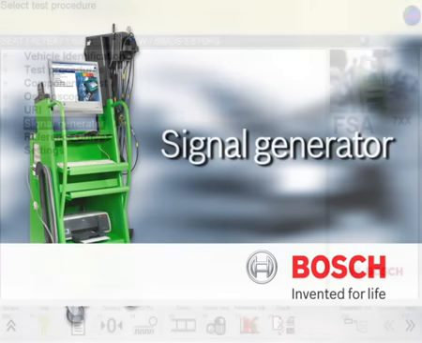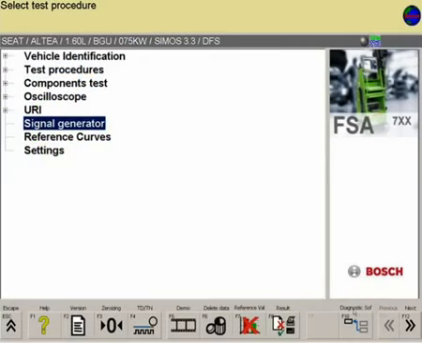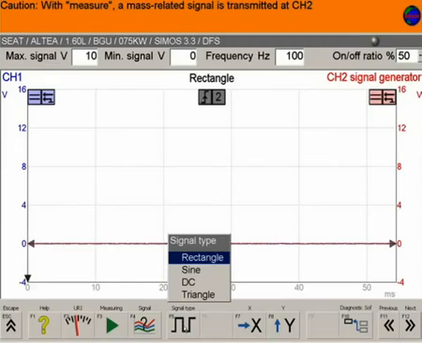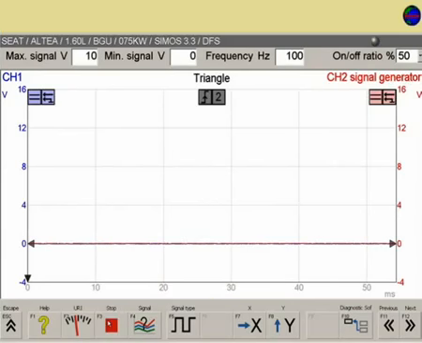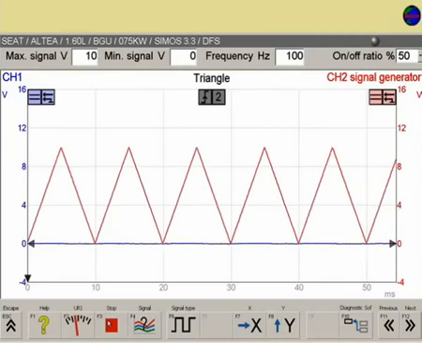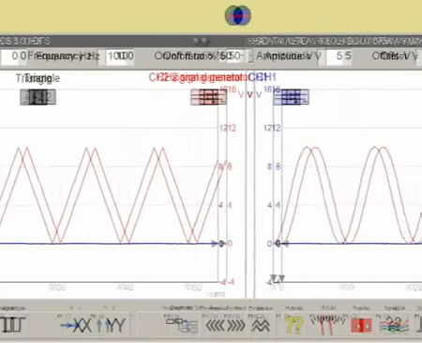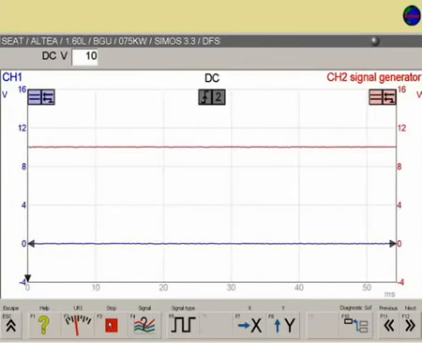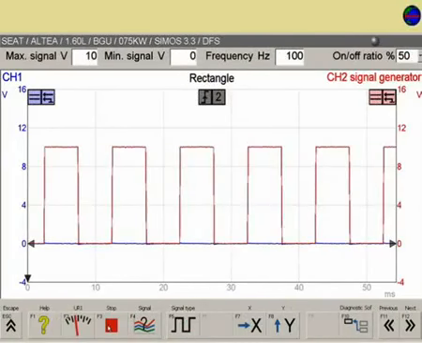For simulating vehicle signals, the signal generator can be selected in the FSA menu. The following signal forms can be selected: rectangle wave, sine wave, direct current voltage, triangle wave.